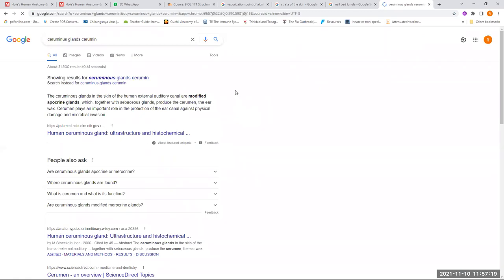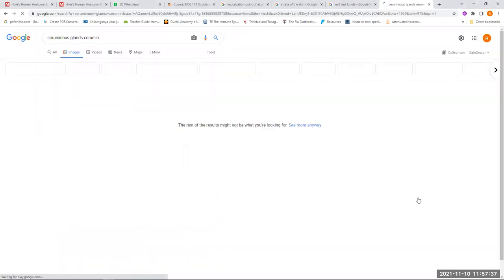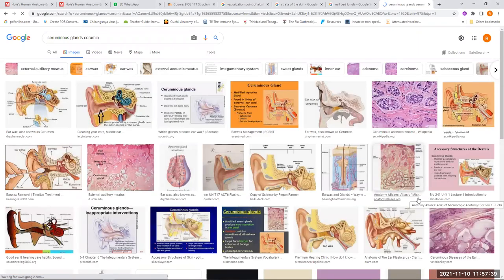Ceruminous glands secrete cerumen. And cerumen is actually wax. C-E-R-U-M-E-N, cerumen. So that's another name for wax, yeah? So the ceruminous glands, and let's have a look. Well, we're all familiar with wax. And some people, when they do clean their ears, it's very special, yes?